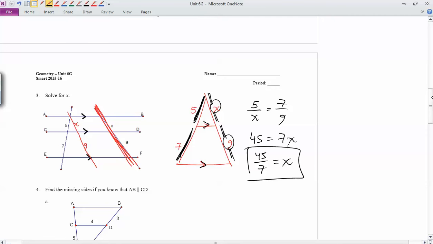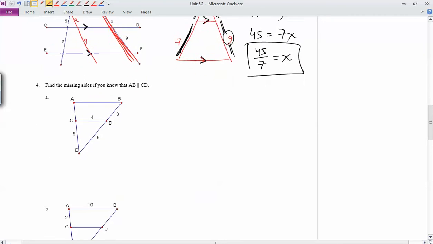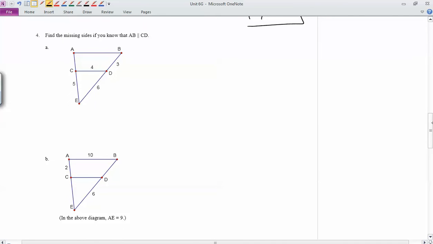Okay. Let's take a look at 4. So 4 says we know AB is parallel to CD. And we have to find the missing sides, which are this one here and this one here. Okay, so let's call this one x. So we've got the parallels, so I know 5 goes with x the same way that 6 goes with 3.